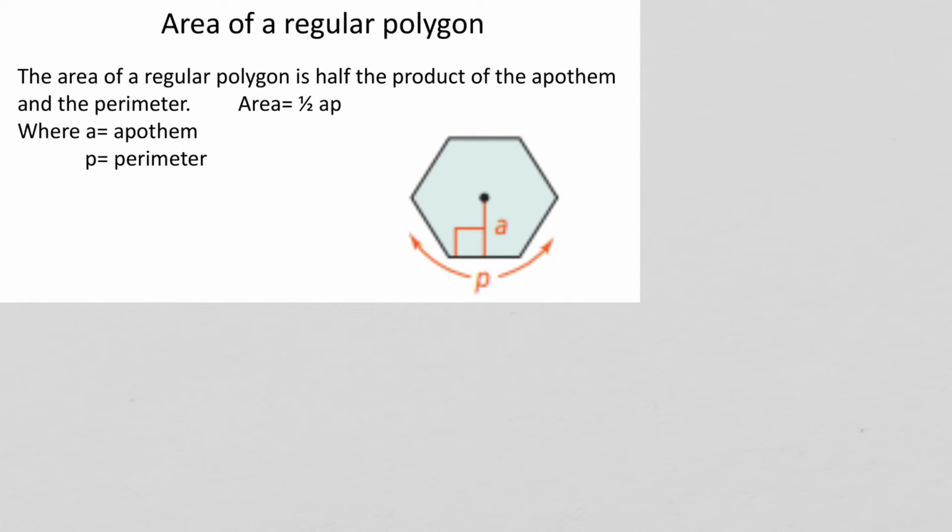Here is the formula for the area of the polygon. So what we're doing is we're taking the apothem, multiplying it by the perimeter, and then multiplying it by a half. Okay, so this is an important one. 1/2 A times P, 1/2 times the apothem times the perimeter.